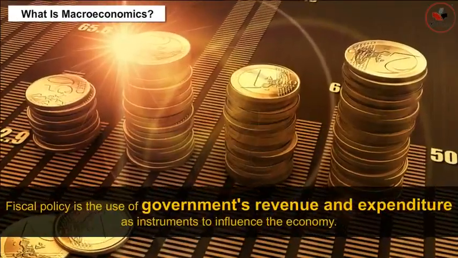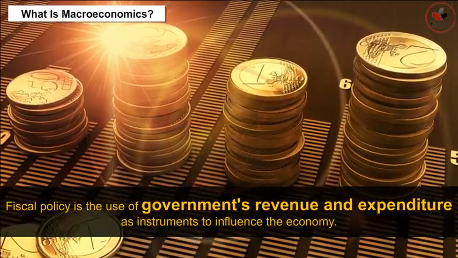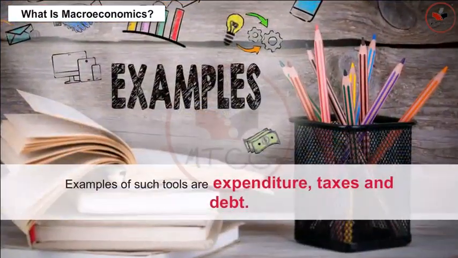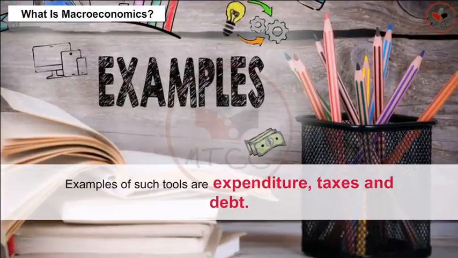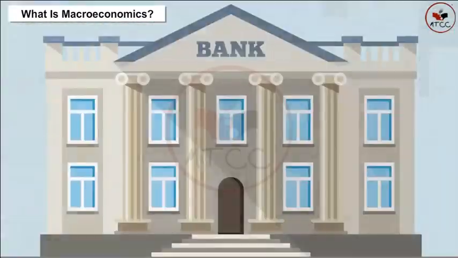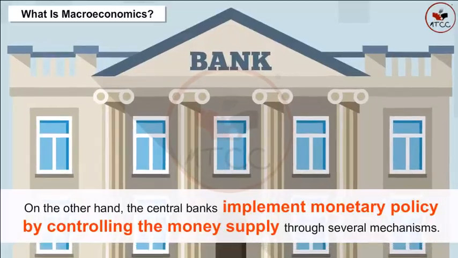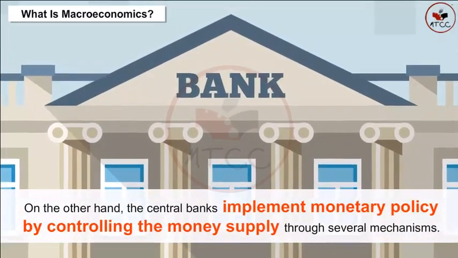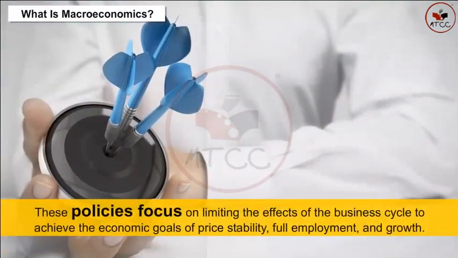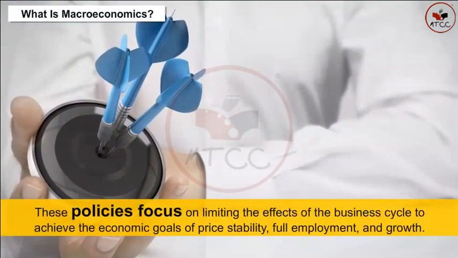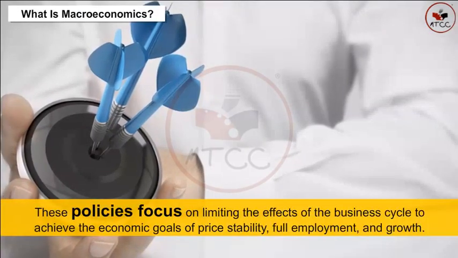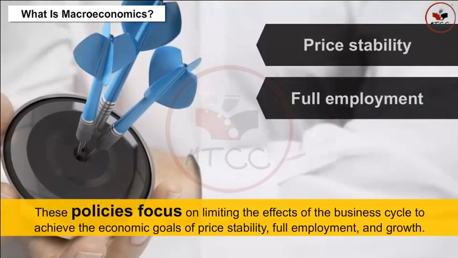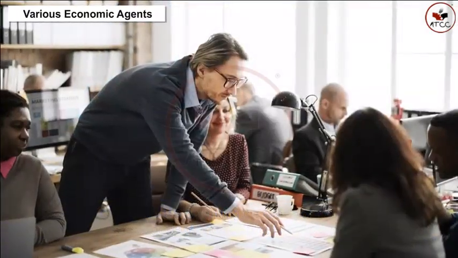Fiscal policy is the use of government's revenue and expenditure as instruments to influence the economy. Examples of such tools are expenditure, taxes, and debt. On the other hand, the central banks implement monetary policy by controlling the money supply through several mechanisms. These policies focus on limiting the effects of the business cycle to achieve the economic goals of price stability, full employment, and growth.